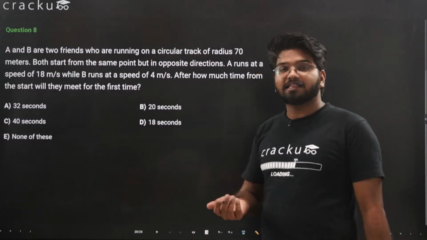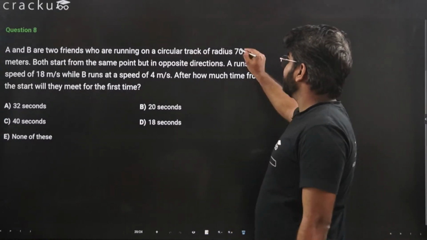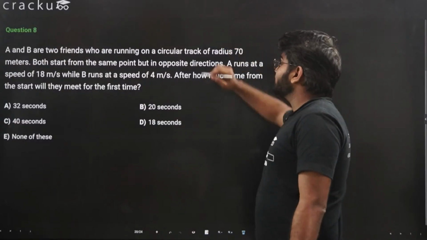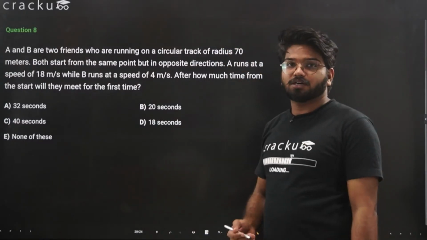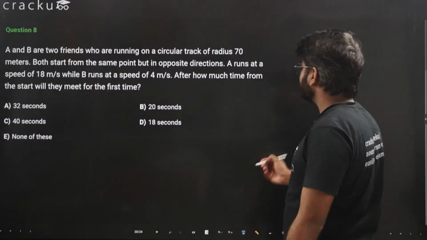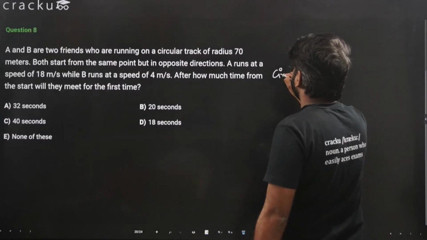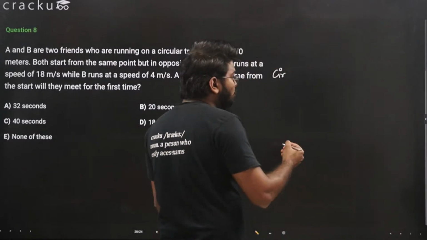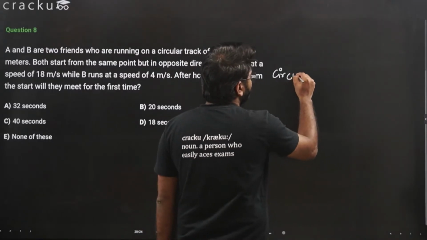So first we'll calculate the length of the track. We are given the radius, and the length of the track is nothing but the circumference of the circular track. Circumference is, I hope that this is very basic, so you would have known this.